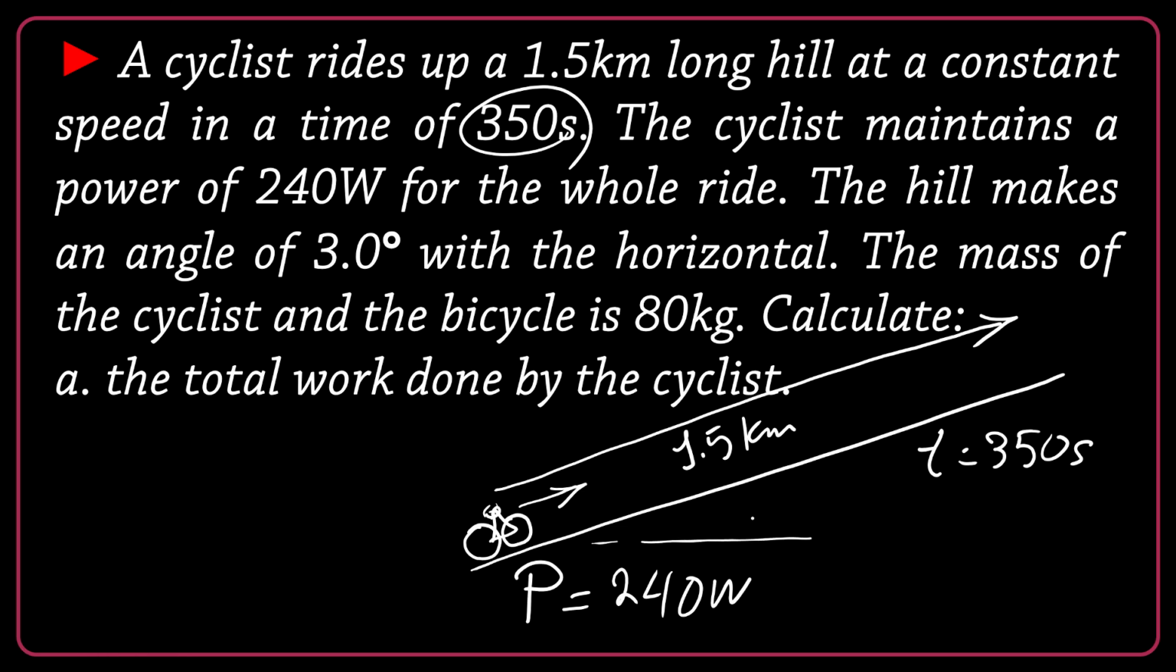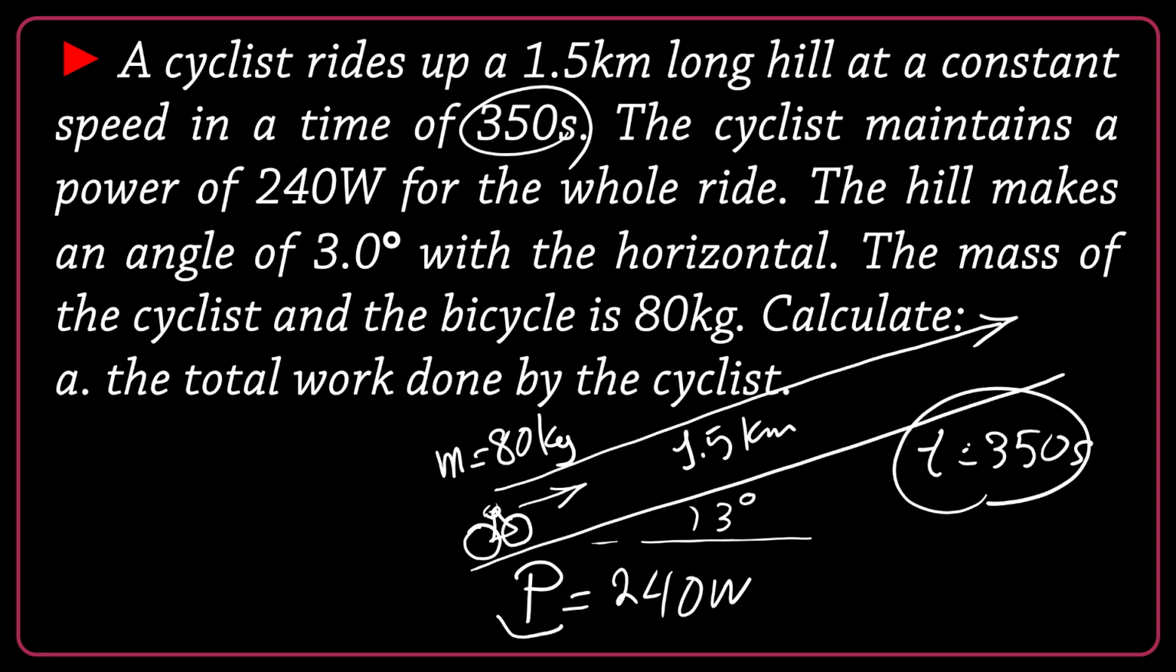So the angle is 3 degrees. The mass of the cyclist and the bicycle is 80 kilogram. Mass is also 80 kilogram, total mass. Calculate the total work done by the cyclist. We have different approaches here, but the easiest one is the relationship between power and the time.